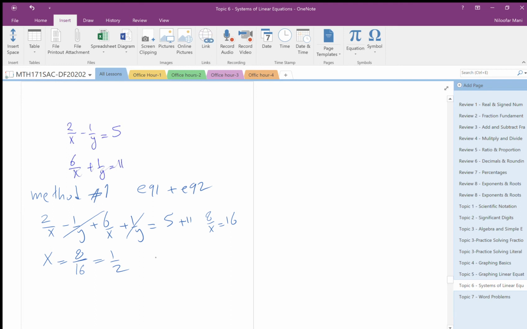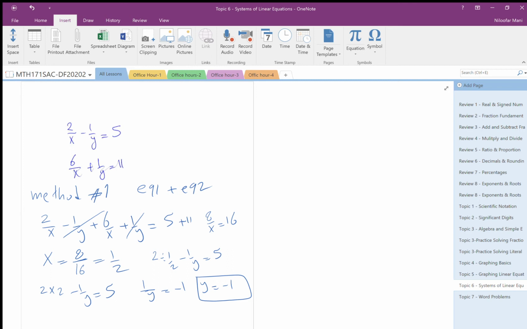Okay, so 2 divided by 1 over 2 minus 1 over y equal 5. And then I have 2 times 2 minus 1 over y equal 5. And then I have 1 over y equal minus 1. And then I have y equal minus 1. Okay, so now I can check my answer here. I can check and see if it's the case.